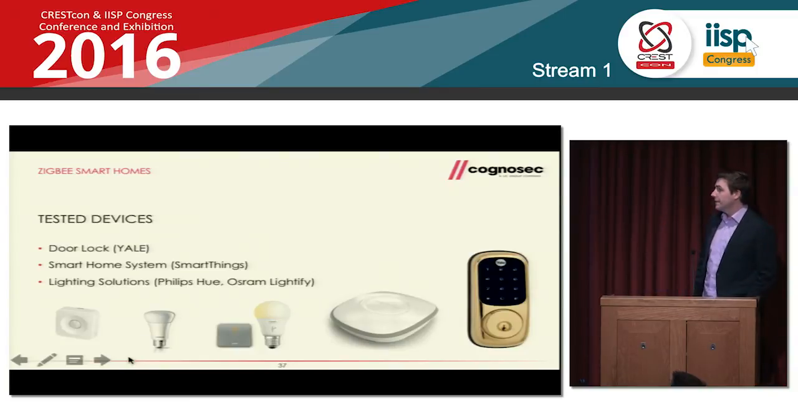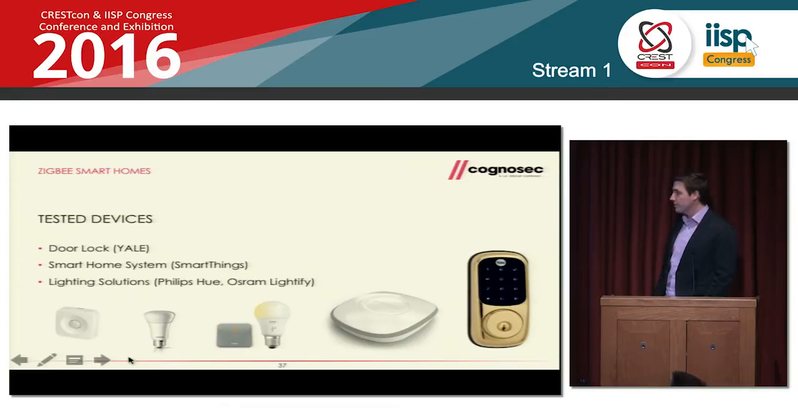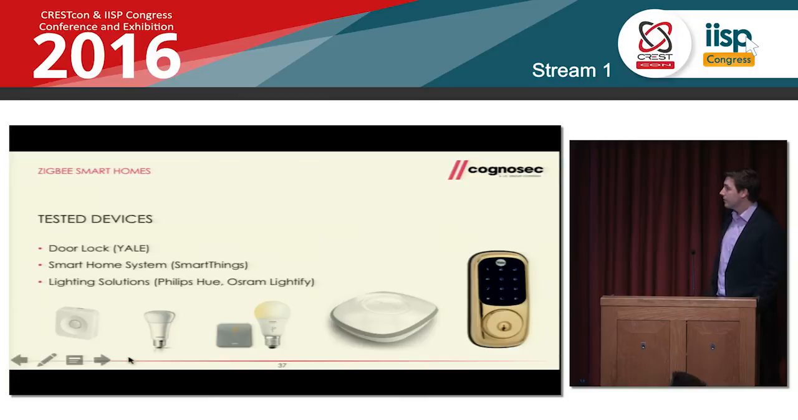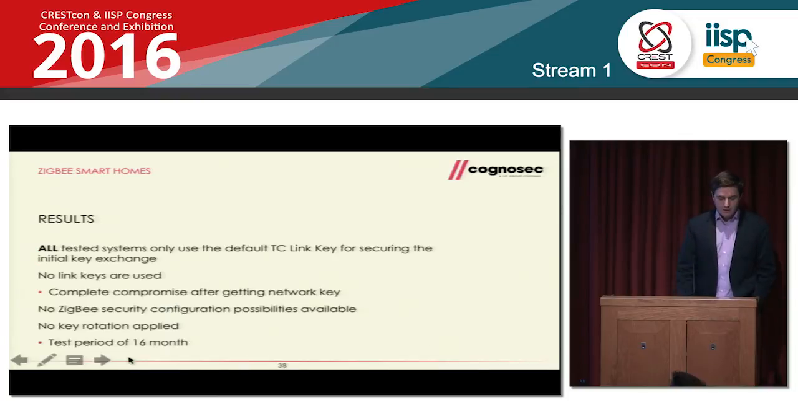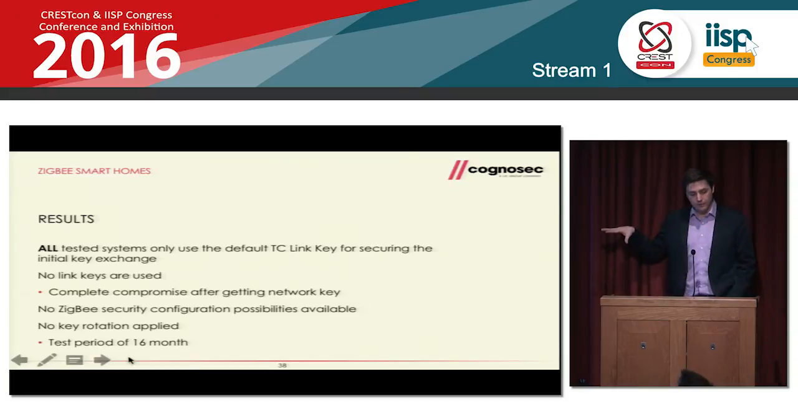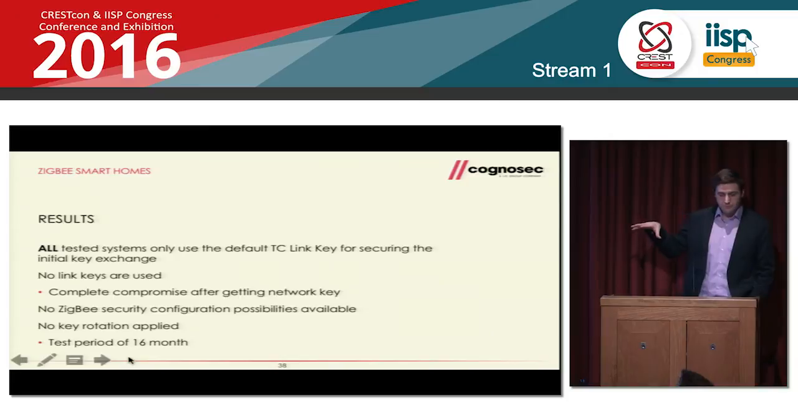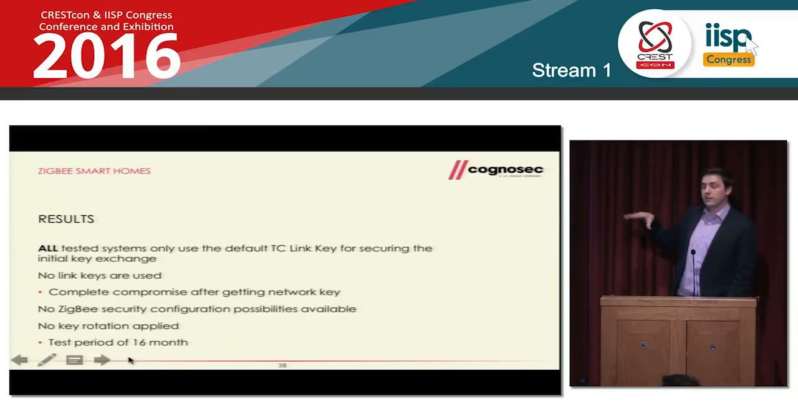So we tested some systems. We bought a door lock from Yale for our testing system, and we did most of the tests on the smart home system from SmartThings. SmartThings got bought by Samsung, and I think the IoT strategy from Samsung is also to use the SmartThings platform. As mentioned before, all of the tested systems just use the default fallback key for securing the initial key exchange. And what's also very interesting, there are no link keys applied.